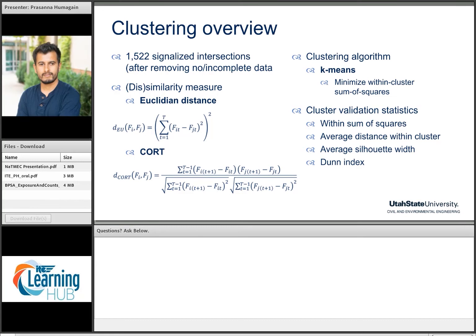After forming those clusters, we use some statistics to determine efficiency of clustering. The efficiency of clustering is given by distinctiveness and compactness within each cluster. So we used within sum of squares, average distance within the cluster, average silhouette width, and Dunn index in our analysis.